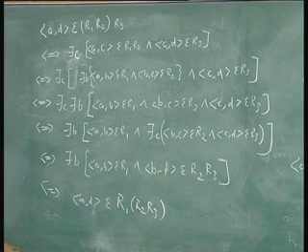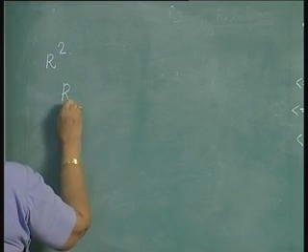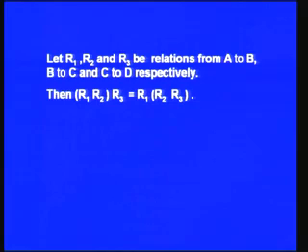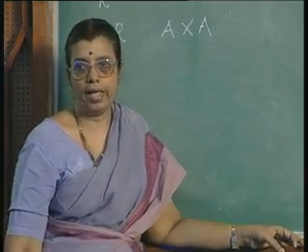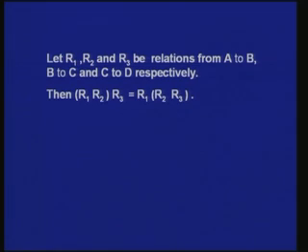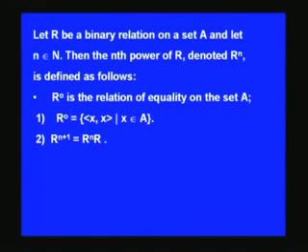Now, because of this associative property, what can you say about R squared or something like that, when R is a relation on A cross B? Both the domain and the codomain are same. So, R is a binary relation on A cross A. Then what can you say about how do you define R squared, R cubed, etc. Let R be a binary relation on a set A and let n belong to N. N is a natural number or a non-negative integer. Then the nth power of R denoted by R power n is defined as follows.